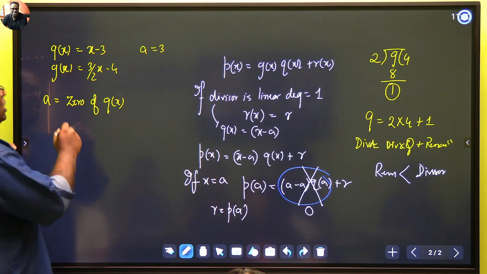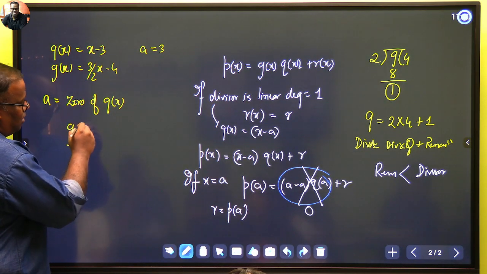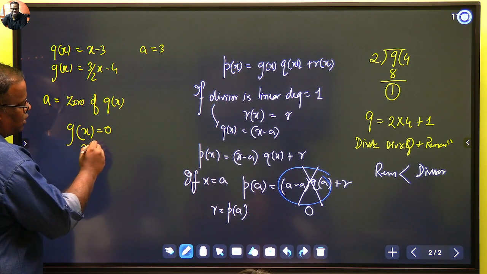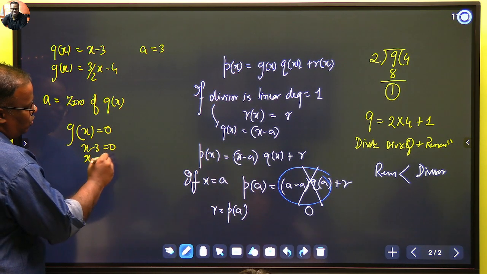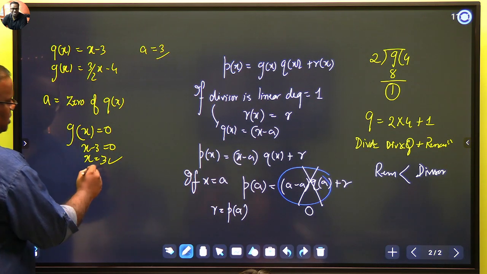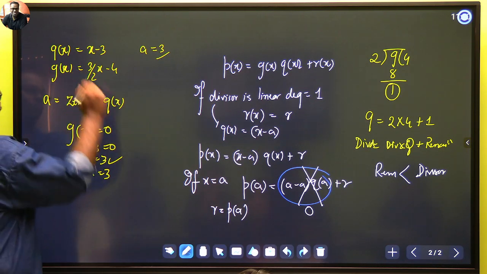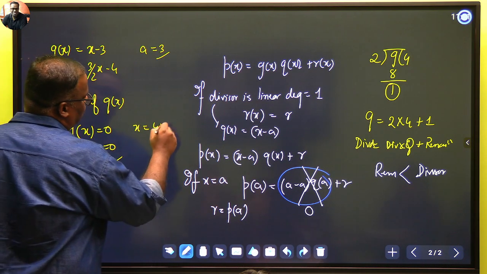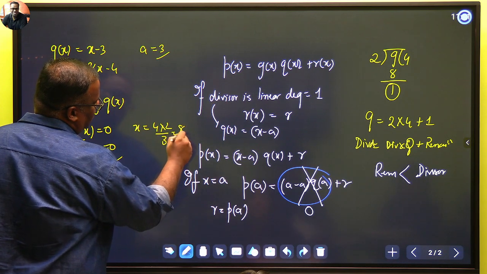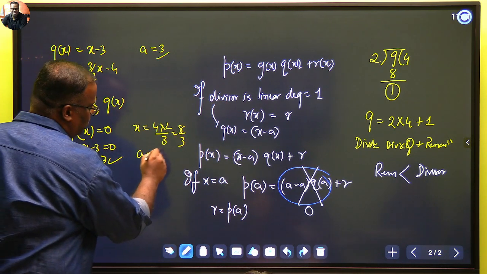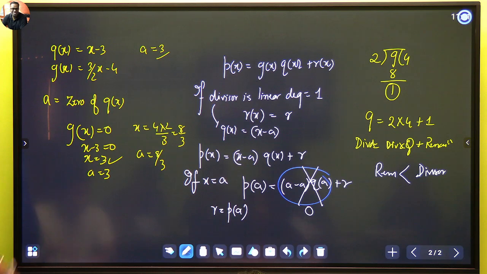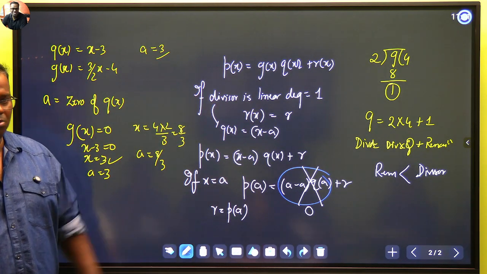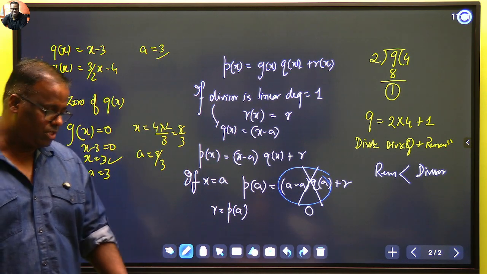Yes, equate g of x to 0 always. g of x is equal to 0, x minus 3 equal to 0, so x is equal to 3. Exactly this. That means your a is equal to 3. And in this problem, we'll say x will be equal to 4. And then into 2 divided by 3, which is 8 by 3. That will be your a's value will be equal to 8 by 3. Yes, zarurat nahi padta hai, just remember it. Remainder theorem. Nothing more. Then some more questions may come like this.